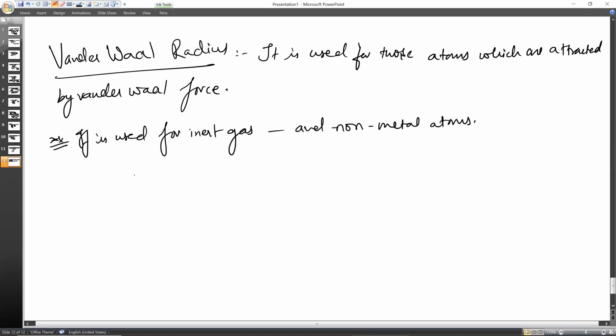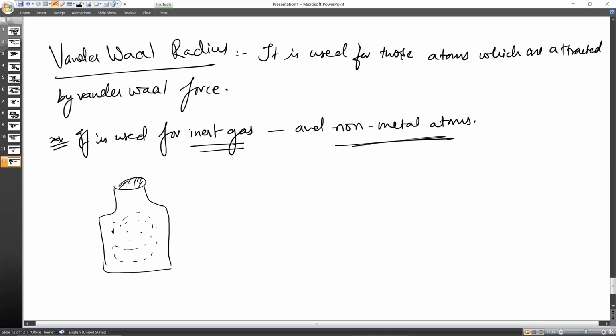Non-metal atoms. It is used for inert gas, first of all. If we're talking about non-metal atoms, for example, if we have hydrogen gas filled in a cylinder, we can have a particle. If this is hydrogen gas, there are so many hydrogen particles. This is the hydrogen gas that is filled here, H2 gas.